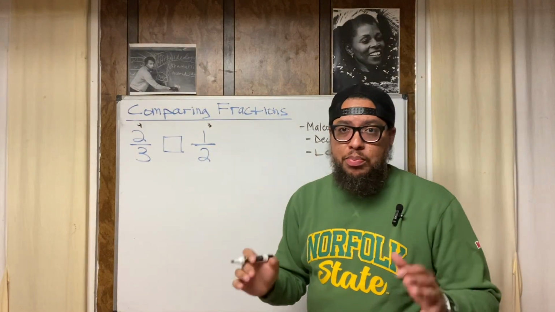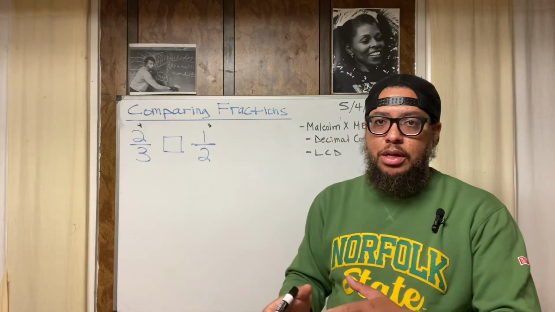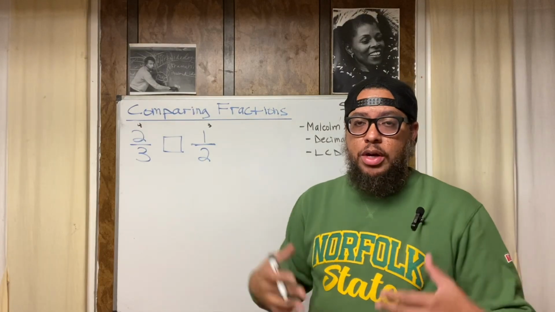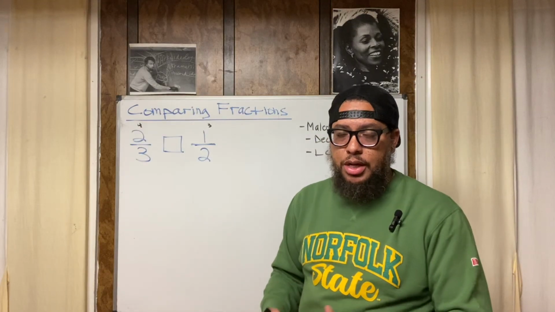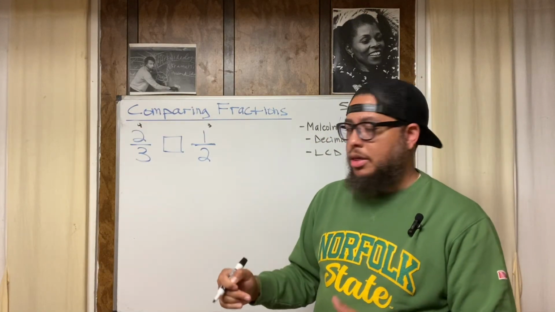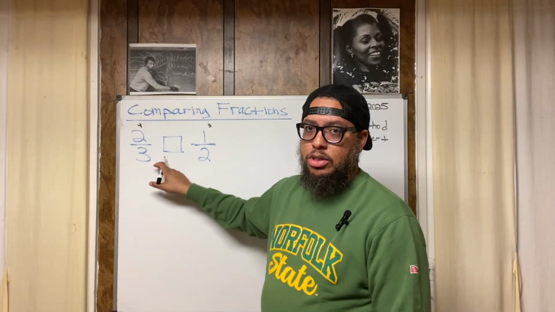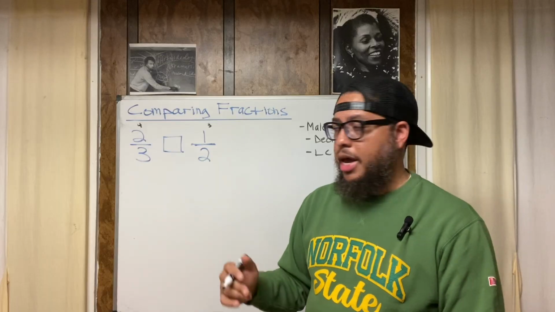Then you compare those products. You ask yourself, which number is bigger, 4 or 3? We know that 4 is larger than 3. So if 4 is larger than 3, then 4 is written by which fraction? It's written by 2/3. So therefore, 2/3 is greater than 1/2.